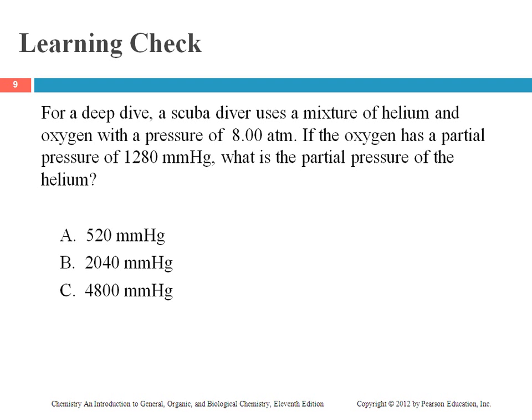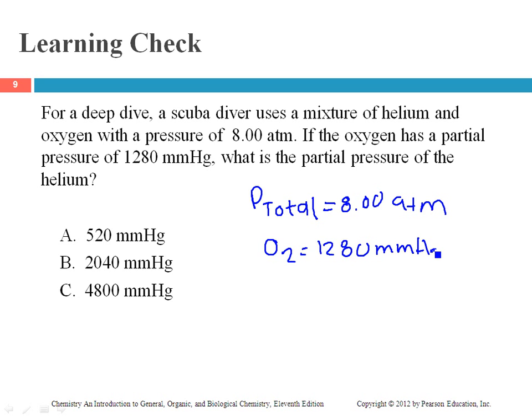Okay, for a deep dive, a scuba diver uses a mixture of helium and oxygen with a pressure of 8 atm. The only thing that's different about this problem is that we are given the P total, telling us that the pressure of the mixture is 8 atm. It's telling us that the oxygen has a partial pressure of 1280 millimeters mercury, and it wants to know the partial pressure of helium.